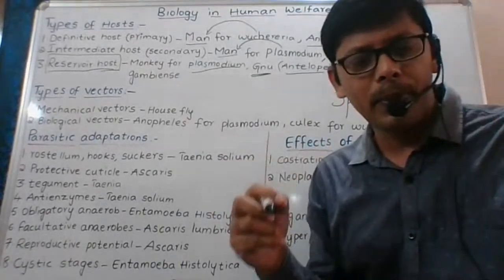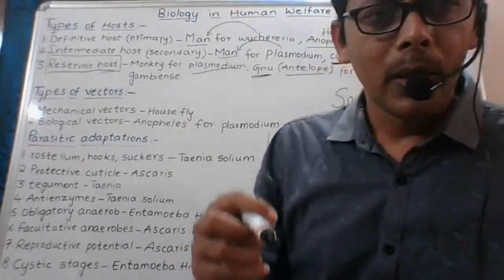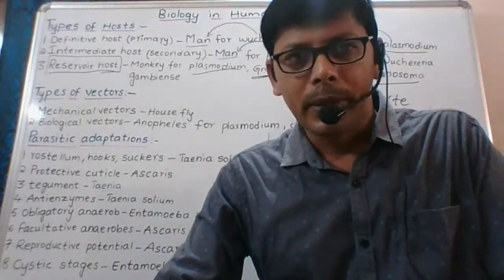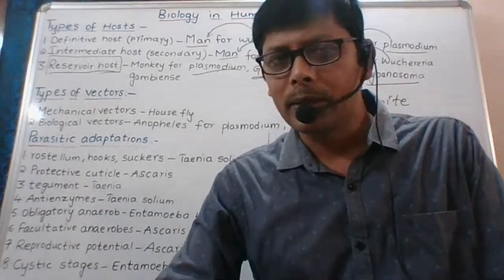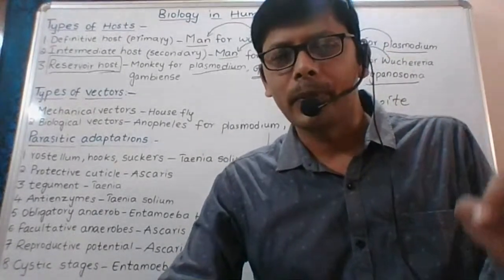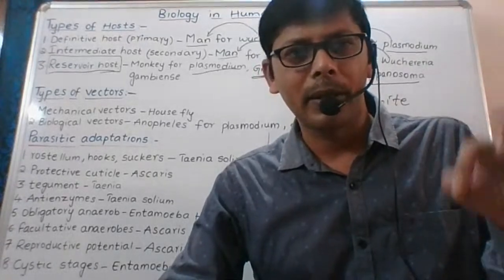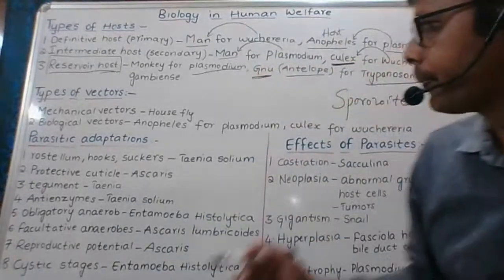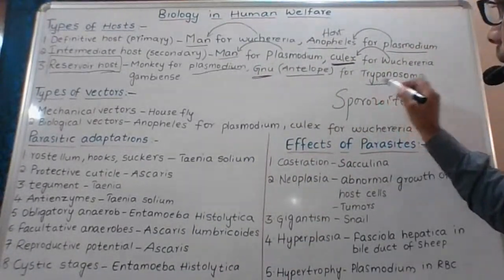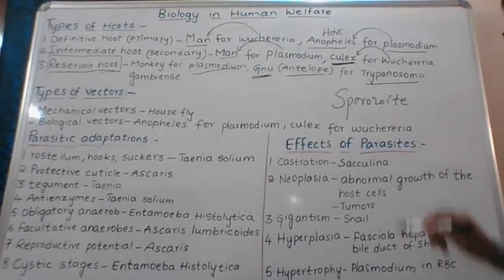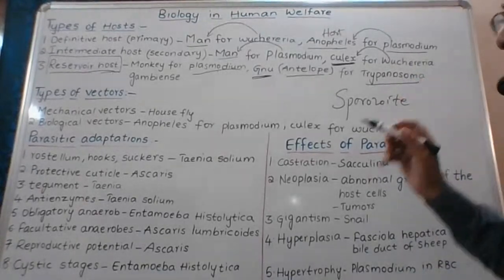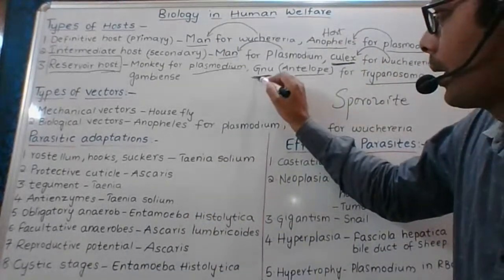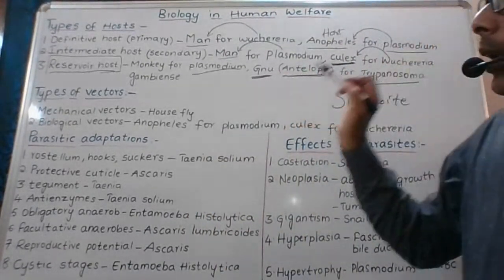Trypanosoma is a protozoan parasite which causes sleeping sickness, Atinidra Vyadi in Telugu. When the parasite enters the human body, the person gets more sleep, hence sleeping sickness. Its complete scientific name is Trypanosoma gambiense. The reservoir host for it is the gnu or antelope.